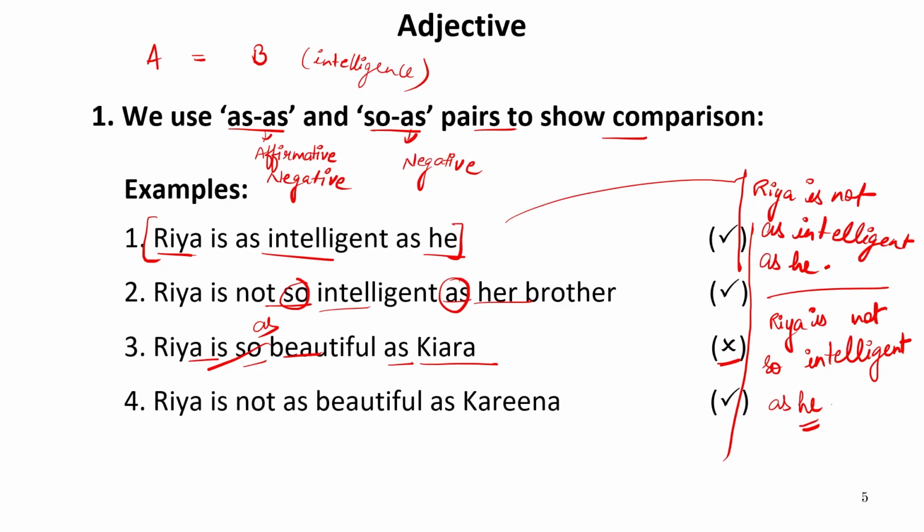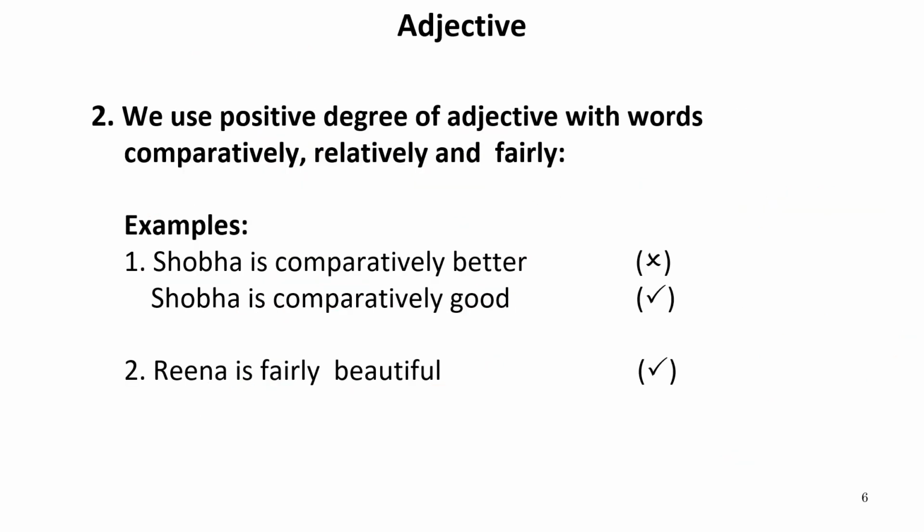Now let's move further. We use positive degree of adjective with words like comparatively, relatively, and fairly. Now, whenever we have words like comparatively, relatively, fairly, we always use positive degree of adjective, or we can say that these words are always followed by positive degree of adjective only, because these words show the comparison themselves in two persons or things. For example, Shobha is comparatively better. Now I'm comparing Shobha with some other people.